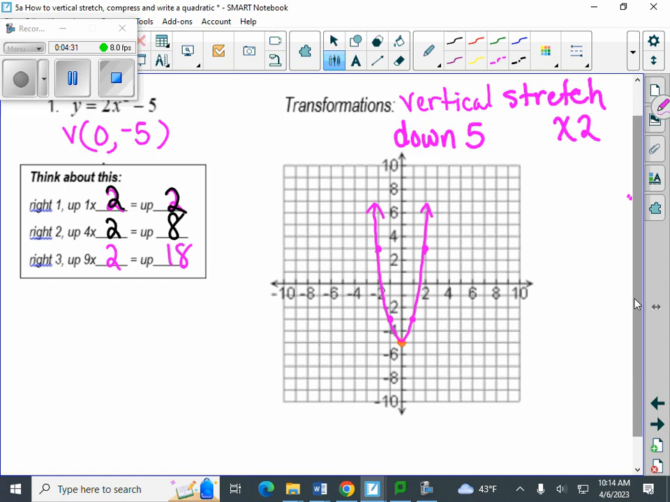But you can mentally check this here. Does this look like a skinnier graph? Because that's what a vertical stretch does to our function. It makes it look skinnier. It elongates that graph.